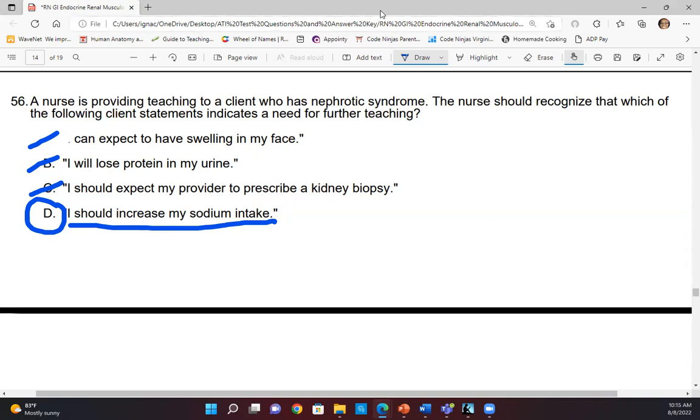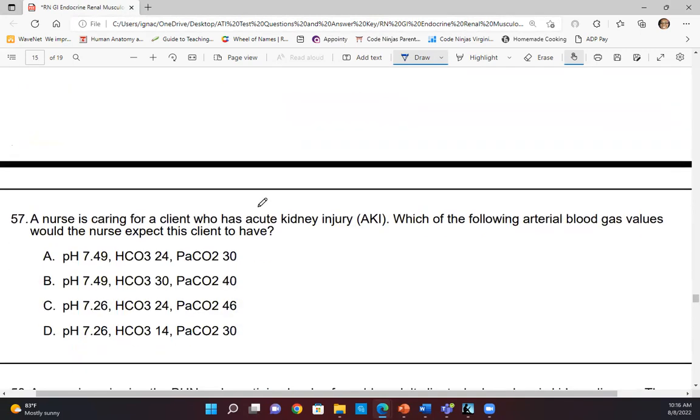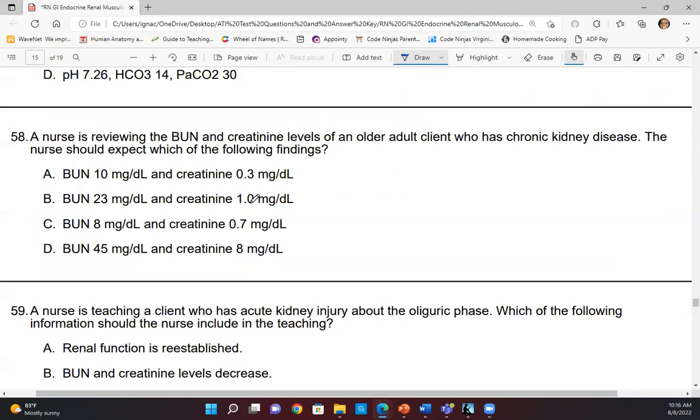So I'm going to tell you, and I know that you know this, we never want our kidney patients to increase their sodium intake, right? This kidney patient, or this renal patient, should consume a low sodium diet to reduce edema and to control hypertension. Okay, so fantastic work. We're going to go to question 58.